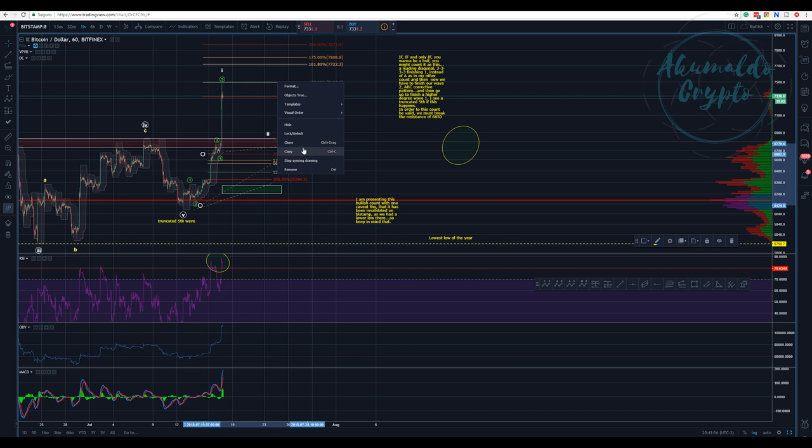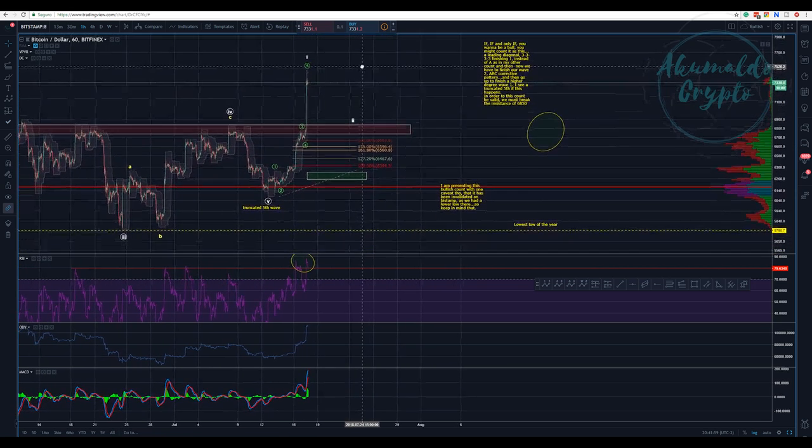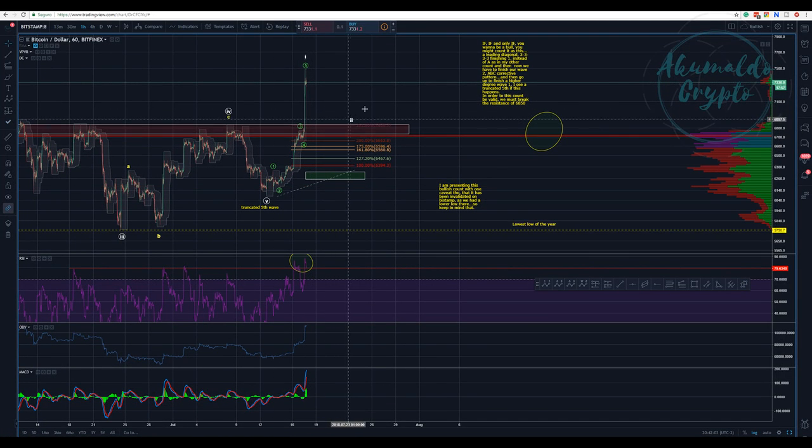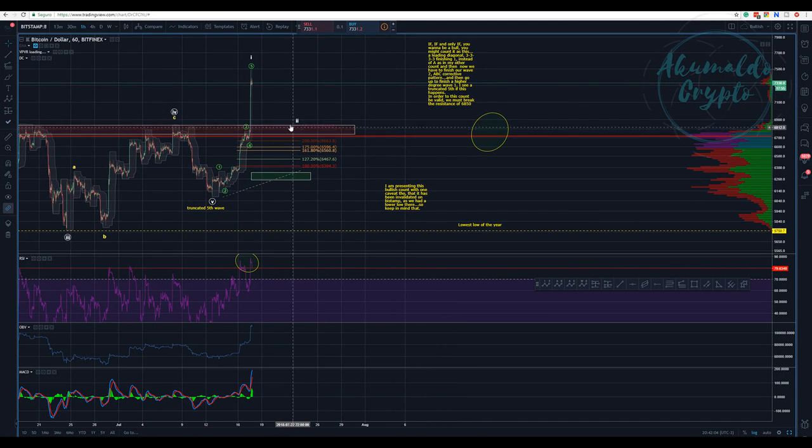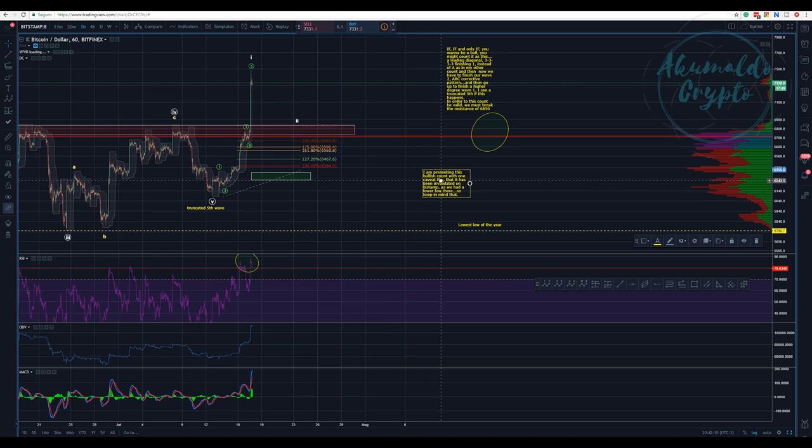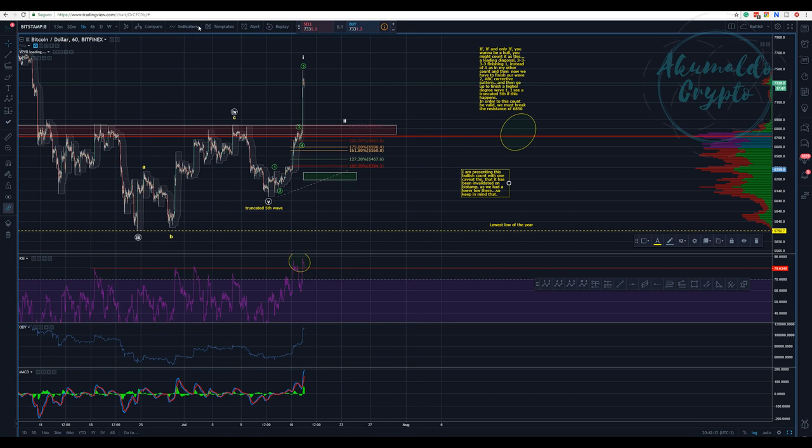So we broke this resistance, this is clear, and now it's acting as a support. Okay. And now I need you to start thinking, like I said to someone on Twitter, I would start considering a bullish count if and only if we break the resistance, and we broke. So I thought that back then, and now I am considering a bullish scenario.